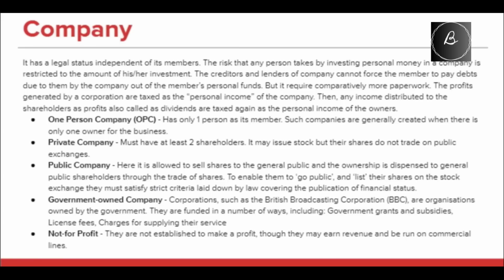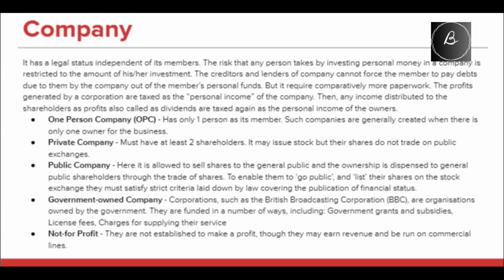Public companies are allowed to sell the shares to the public, and the ownership is dispensed to the general public shareholders through the trade of shares. To enable them to go public and list their shares on the stock exchange, they must satisfy strict criteria which is laid down by the law covering the publication of financial status.